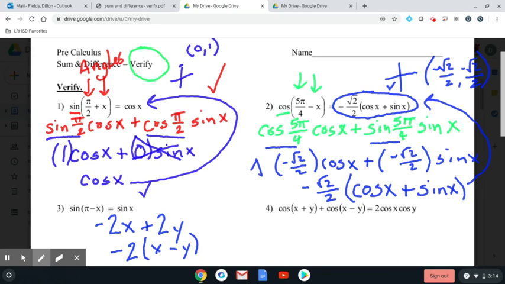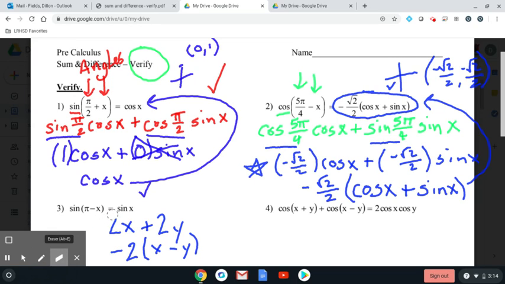If on this step right here that I just started, if the parentheses are throwing you off, you don't have to have them. You can plug this in without them, and that might be easier to see the GCF that could actually come out. But again, that's just a GCF idea on how you can take out a negative root 2 over 2.